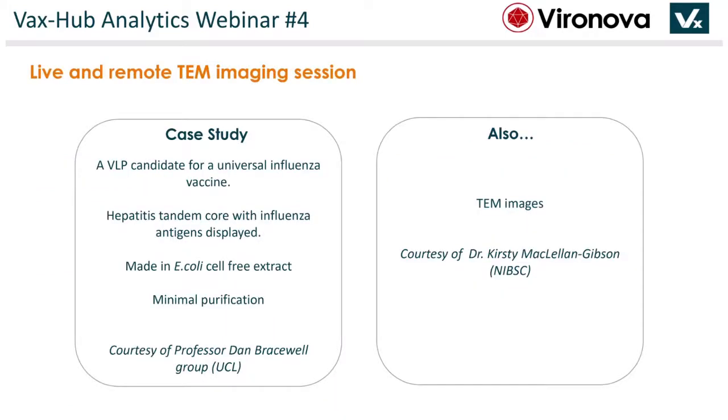In this session, our case study will be the analysis of a VLP candidate for a universal influenza vaccine. This VLP was produced in a cell-free system with a minimal purification step, and its structure is the hepatitis tandem core with influenza antigen displayed. This sample was courtesy of Professor Dan Bracewell's group. It's part of Noel Collan's PhD.